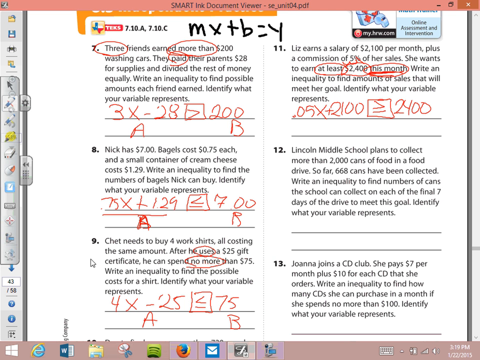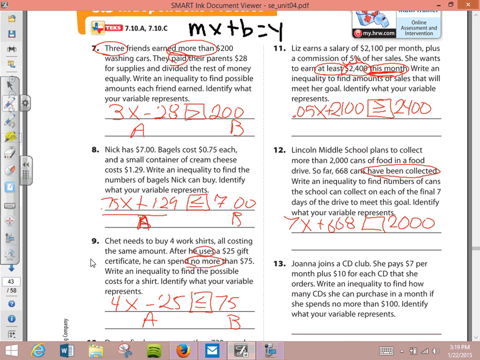Lincoln Middle School plans to collect more than 2,000 cans of food in a food drive. So far, 668 cans have been collected. Write an inequality to find the number of cans the school can collect on each of the final 7 days to meet this goal. What is Y? 2,000 cans. What is B? 668. Why is that B? Because it doesn't say can be collected. They have been collected already. That's it. What is M?